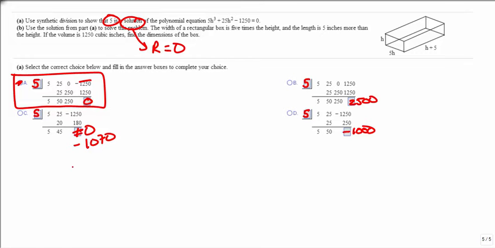Now the second part of this problem says the height h of the rectangle of the box then is 5 inches. So because that's a 0 for part B, I would use 5 for my solution because I've shown that that's a 0.